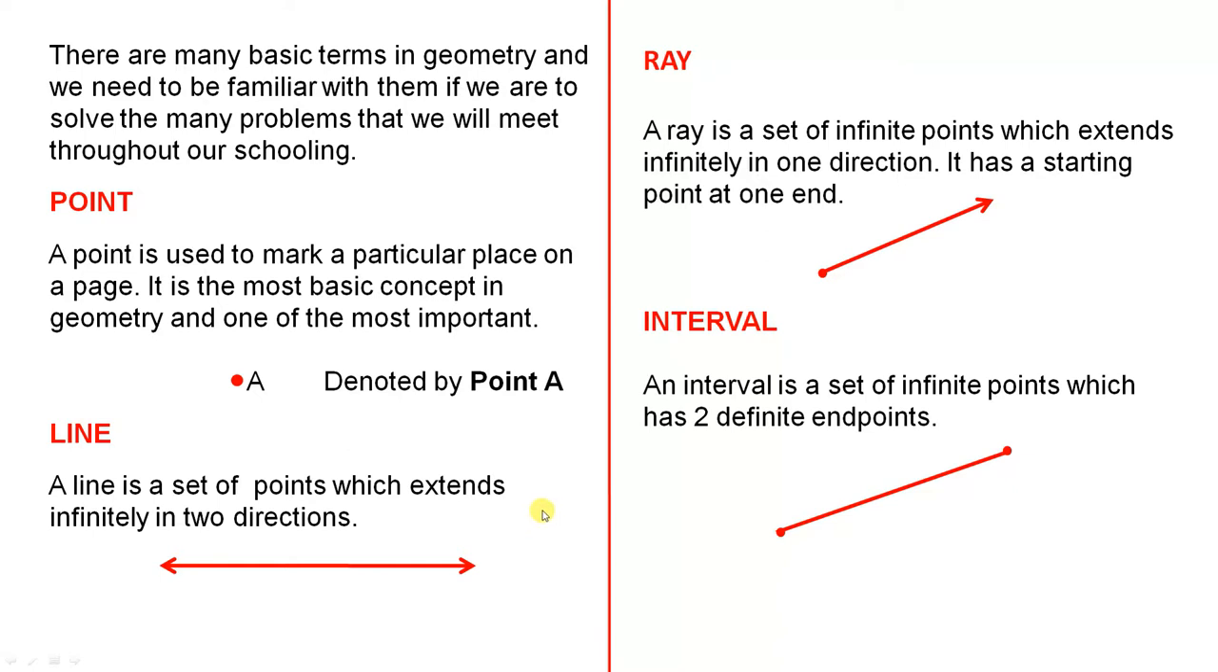A line. A line is a set of points which extends infinitely in two directions. So you see it extends in that direction and that direction there. And it just keeps going.